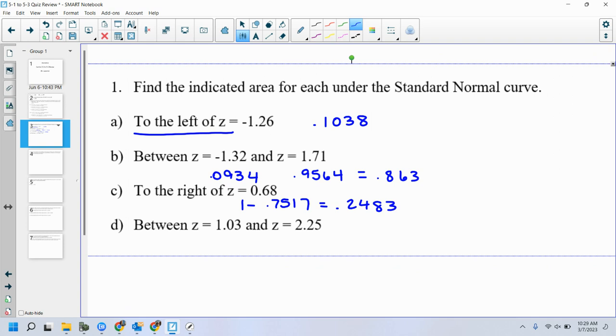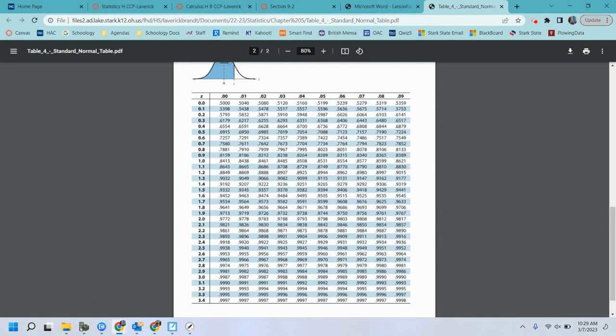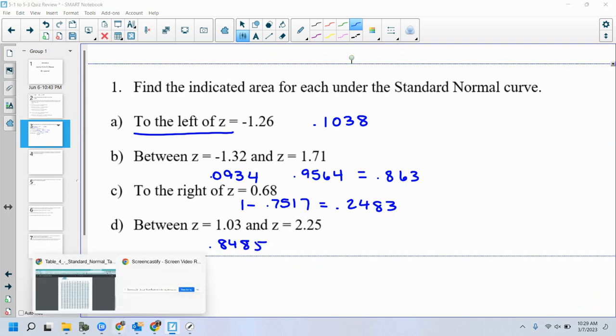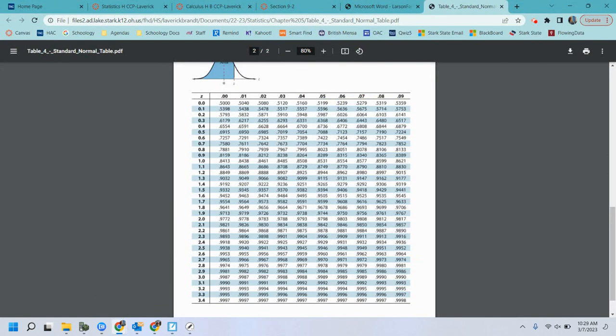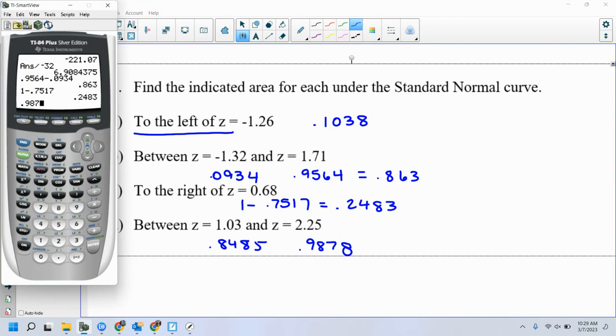Between 1.03 and 2.25. Same thing there, right? Let's do 1.03 first. 1.03 is 0.8485. And then 2.25. Big number. Here's my 0.05. 2.2 is in the white, 0.9878. And we subtract those two. 0.9878 minus 0.8485. And that gives me 0.1393.